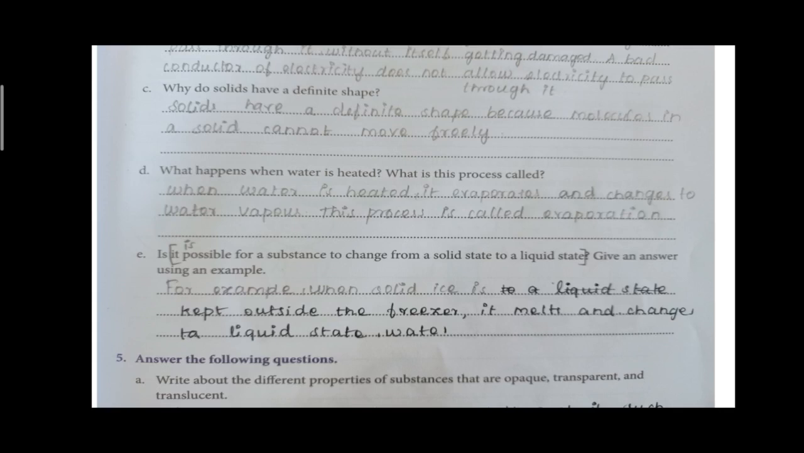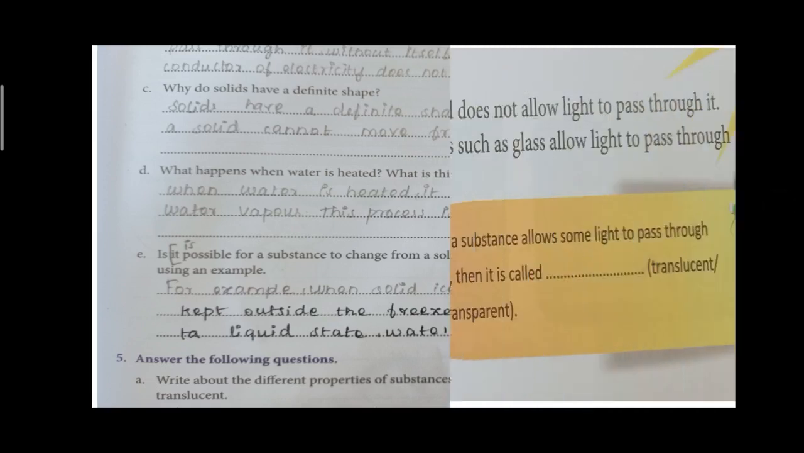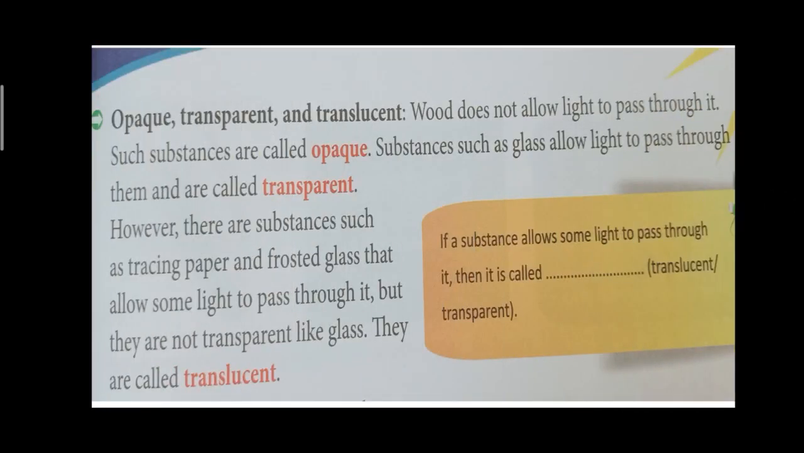Okay, then answer the following question. Write about the different properties of substances that are opaque, transparent and translucent. Wood does not allow light to pass through it. Such substances are called opaque.